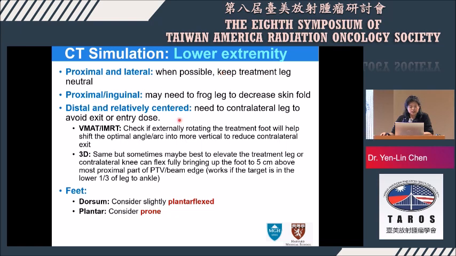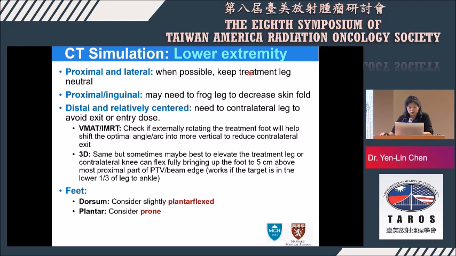So other important things to keep in mind for CT simulation for the lower extremity: whenever it's possible, you want to keep the treatment leg neutral, except when you're treating more proximally near the inguinal region, where you may need to frog leg to decrease the skin fold or perhaps reorient the location of the tumor such that you have better beam angle options. For the more distal and relatively centered, like lower leg sarcoma, you need to displace the contralateral leg to avoid exit or entry dose. And it's relatively easier to do for the lower leg, like the calf or pretibial area.